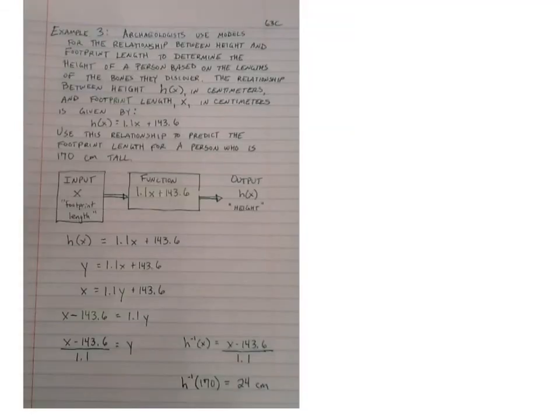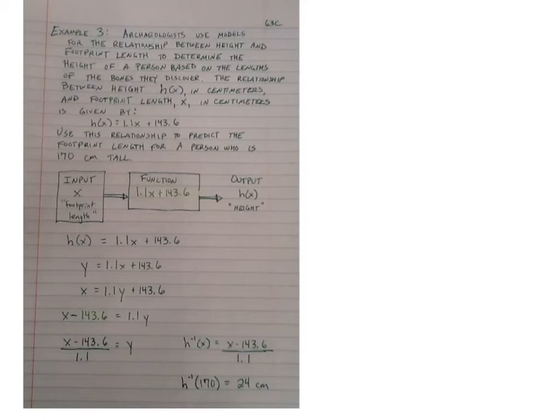Finally, on page 63C, I give an example of how inverse functions are used within the context of a story problem. Example 3. Archaeologists use models for the relationship between height and footprint length to determine the height of a person based on the lengths of the bones they discover. The relationship between height, h of x, in centimeters, and footprint length, x, in centimeters, is given by h of x equals 1.1x plus 143.6. And we want to use this relationship to predict the footprint length for a person who is 170 centimeters tall.